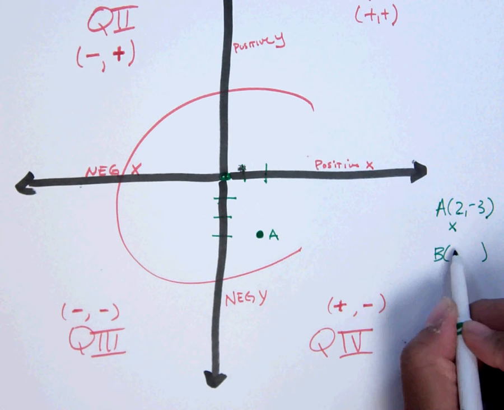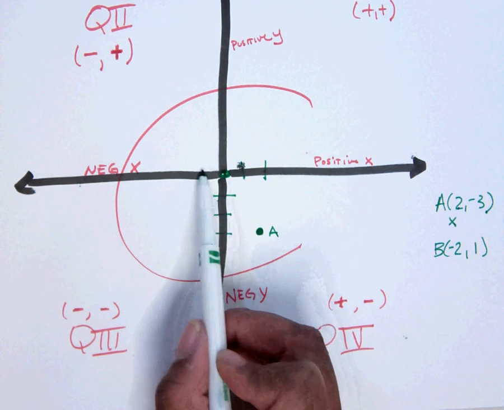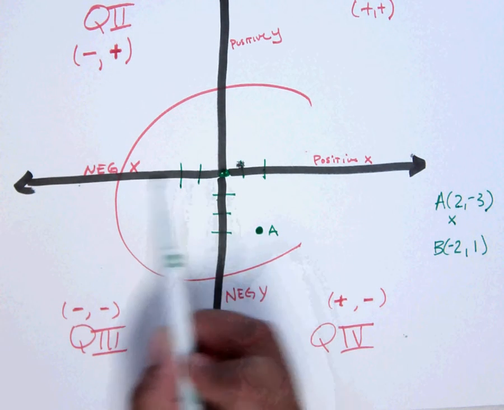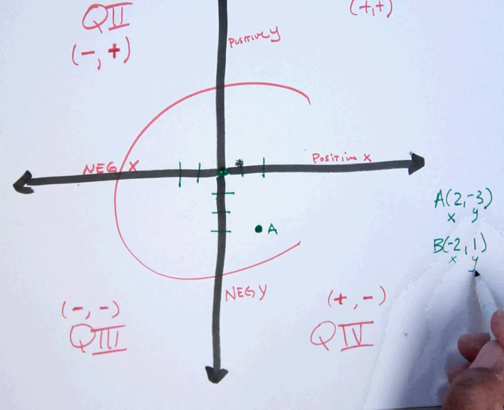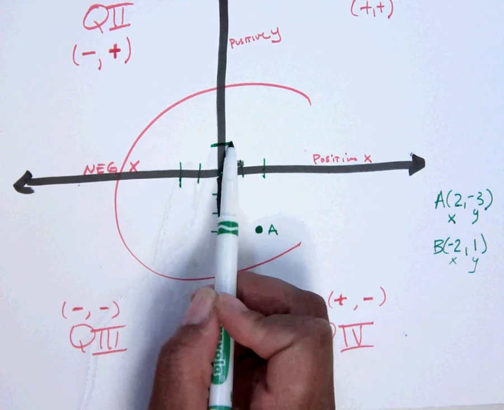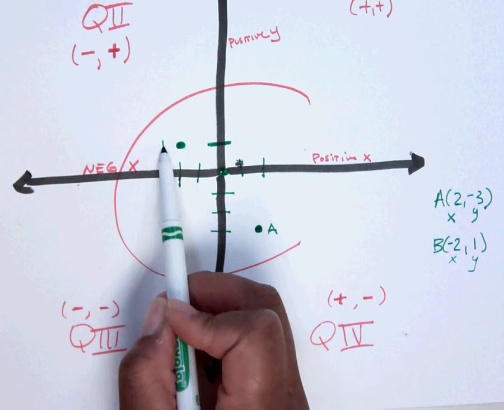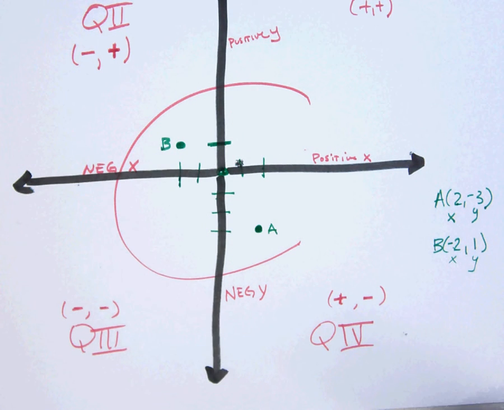Let's do (-2, 1). So go -2. Remember in the x, because you always do x first, and then you do y second. So -2, and it's positive y, so I go up. And that's point B. And how do I know? It's negative, positive, so I did it right.